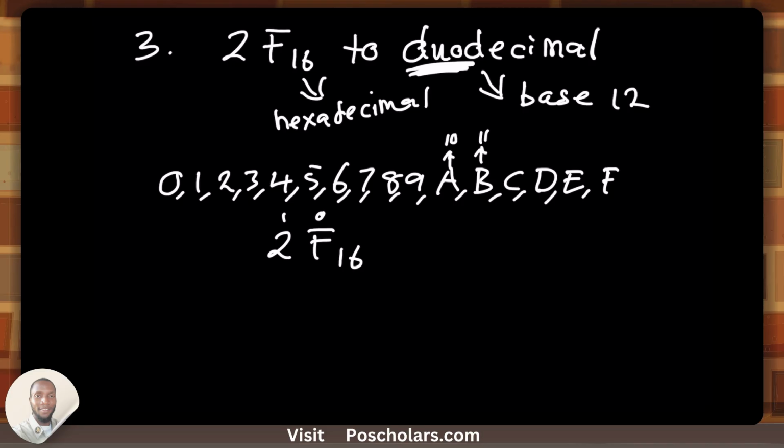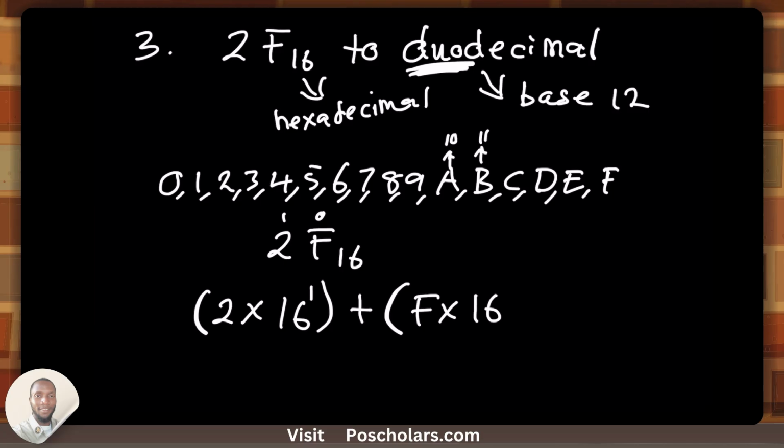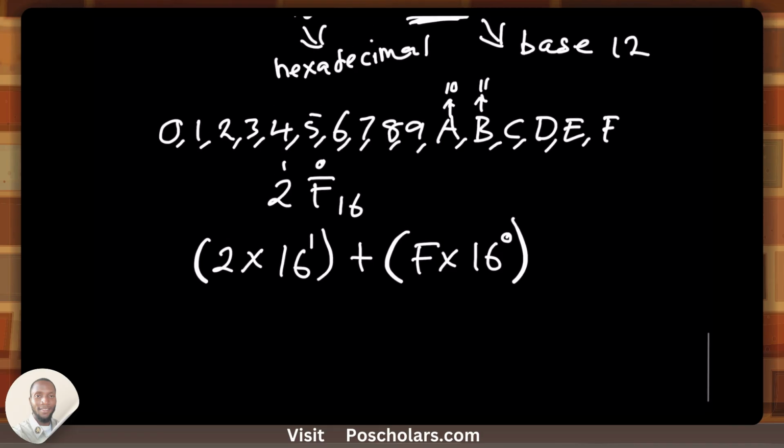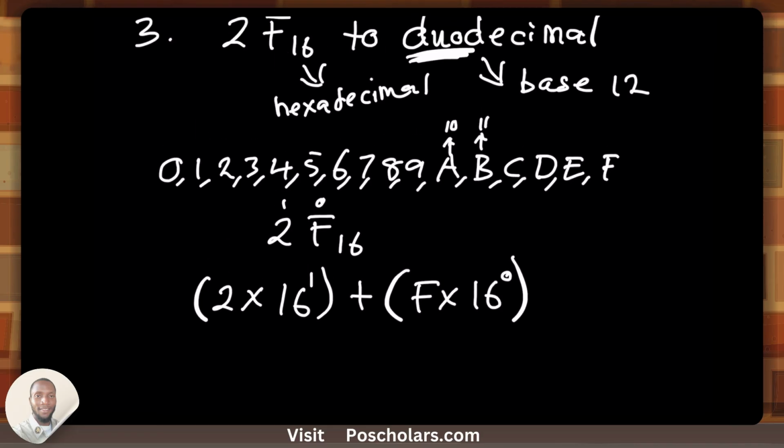So I'll have 2 times 16 raised to power 1, right? Plus f times 16 raised to power what? 0, right? Now we all know that f, let's count. C represents 12, D represents 13, E represents 14, and F represents what? 15. That's when you count in hexadecimal.